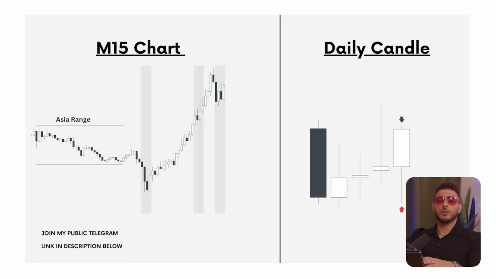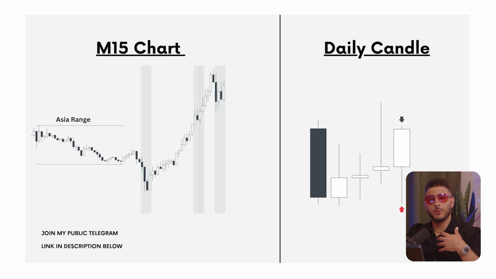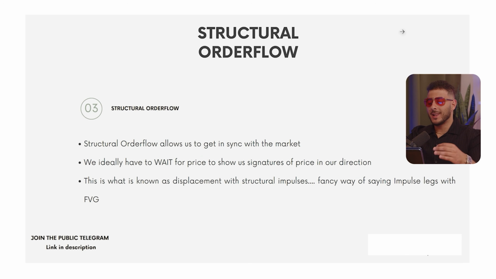Now, we're going to talk about the third important concept to all of this, structural order flow. We're going to look at an example and talk about what structural order flow actually means for me. Structural order flow allows us to get in sync with the marketplace. We ideally have to wait for price to show us signatures of price in our direction.